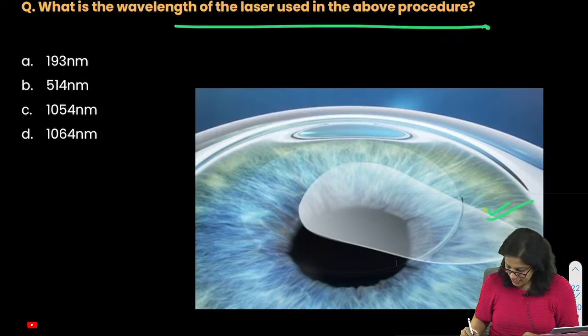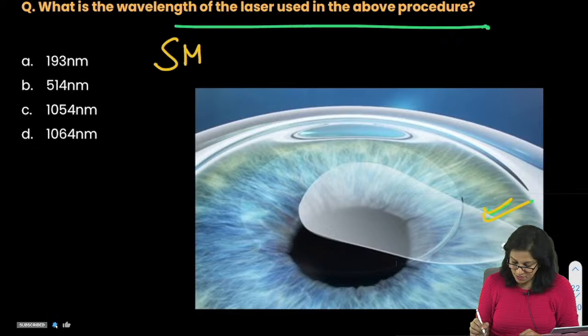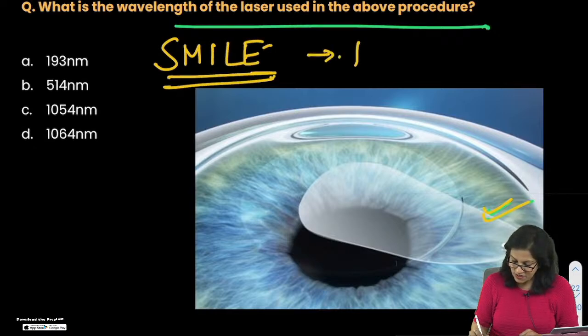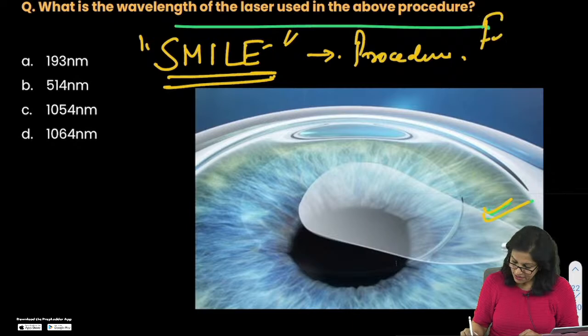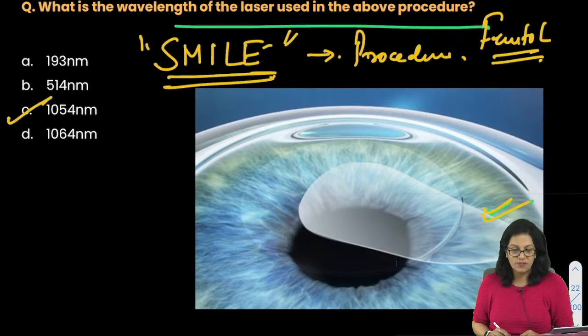Look carefully. This is your small incision lenticule extraction. It's a refractive surgery which is called the SMILE procedure. Okay? This is a SMILE procedure which is done by femto laser. Therefore, we all know that the wavelength of femto laser is 1054. So this is the answer.